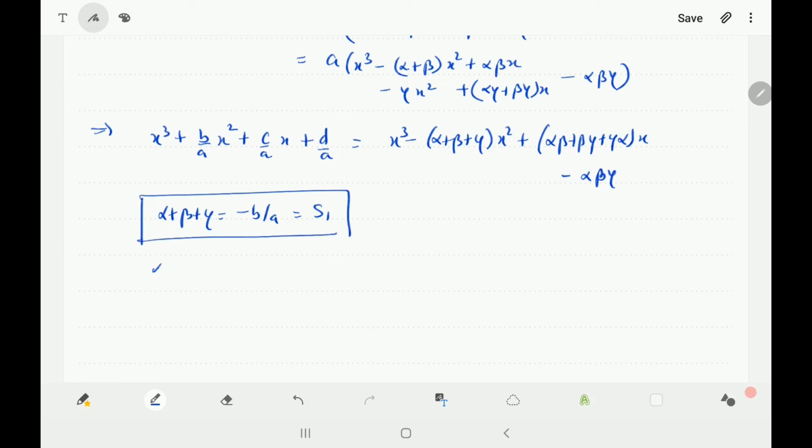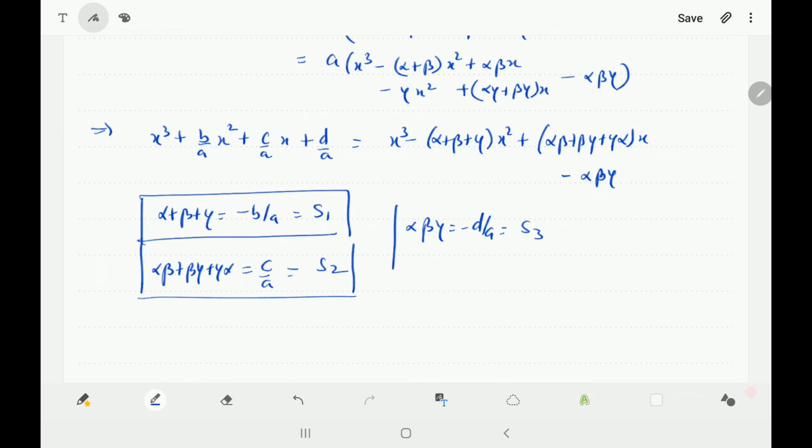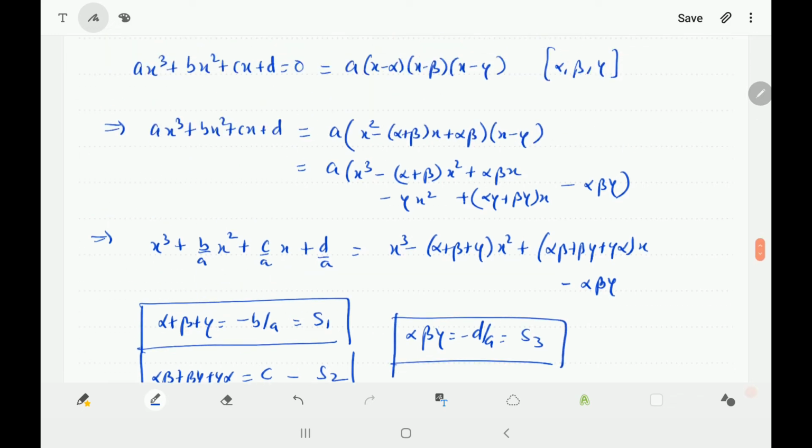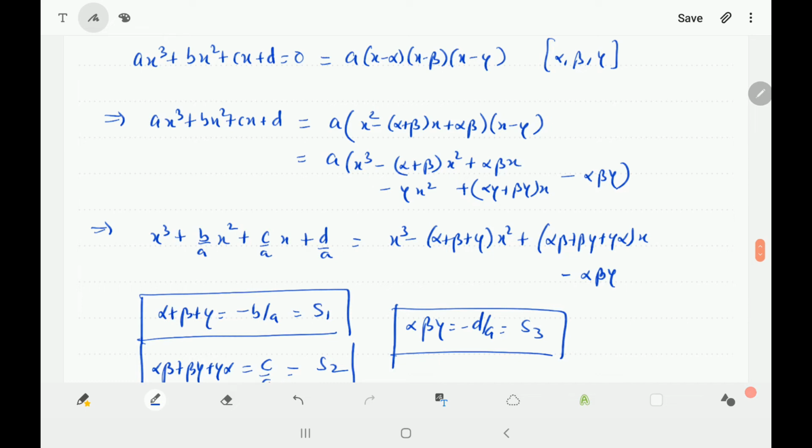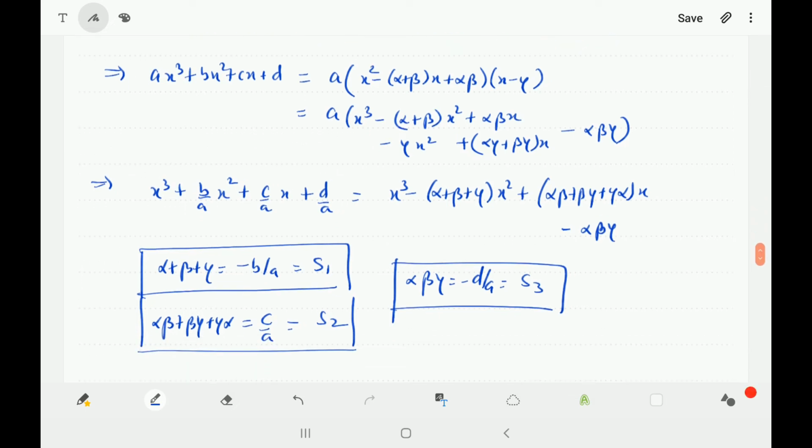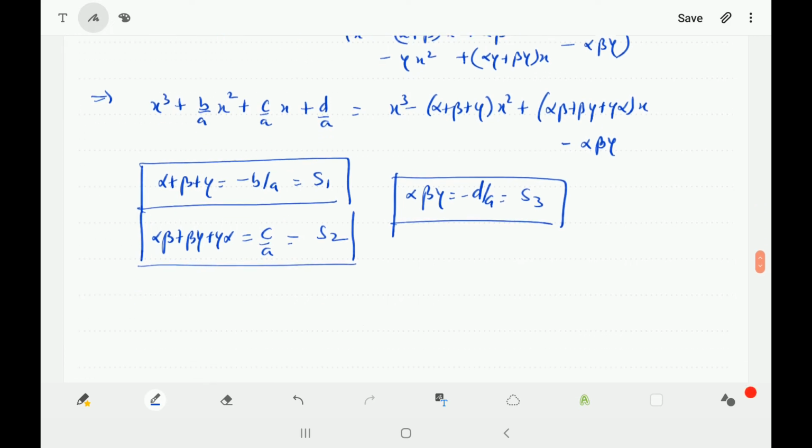Now alpha beta plus beta gamma plus gamma alpha is c by a, and we are taking this term as s2, sum of roots taken 2 at a time, and alpha beta gamma is minus d by a, and we are taking this term as s3. Now I have calculated this by using the expansion which I was telling you. Using this also we can derive for the nth degree term.